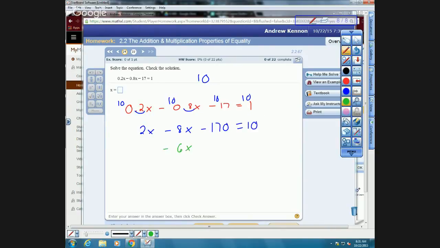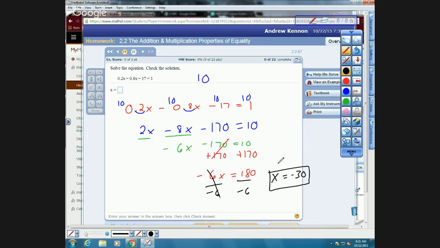So now we have what? Negative 6x when I combine these. And add 170 to both sides. You get negative 6x equals 180. Divide by negative 6. X is equal to negative 30.